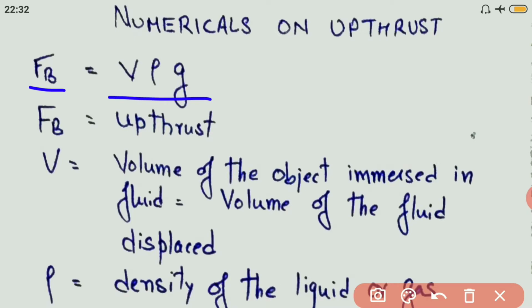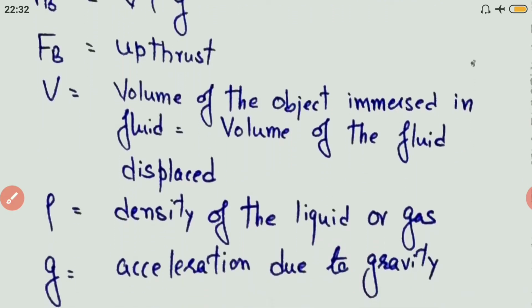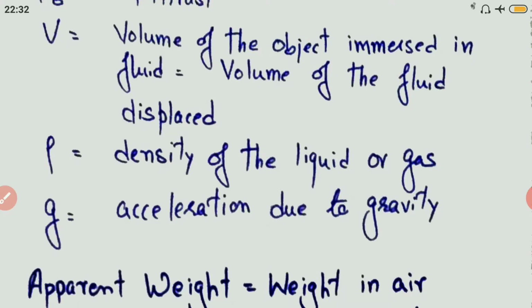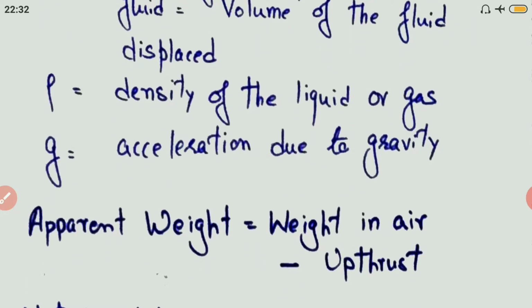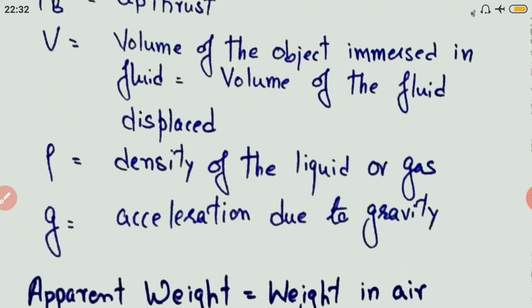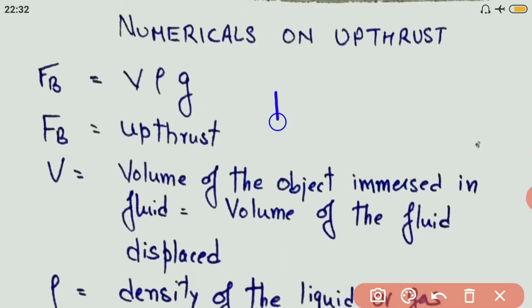Where FB stands for upthrust, V stands for the volume of the object immersed in a fluid or the volume of the fluid displaced. Both are the same. Rho is the density of the liquid or gas, and G stands for acceleration due to gravity. If it is total upthrust, then instead of FB we should write FB dash, whose formula will also remain the same.